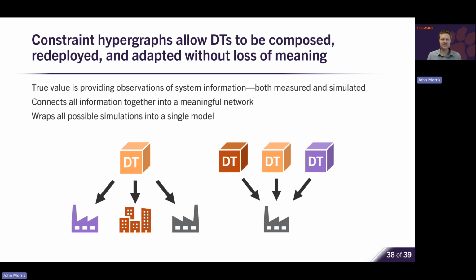The reason we're doing this is because constraint hypergraphs give us the full functionality of a digital twin, in that it allows us to observe all the information of a system, both the information that's been measured and the information that needs to be simulated. It connects all that information into a meaningful network and allows that network to maintain consistency even across different compositions and between different input-output pairings. As we wrap that into a single model, we're able to use this as an effective digital twin for whatever we needed to use that digital twin for.